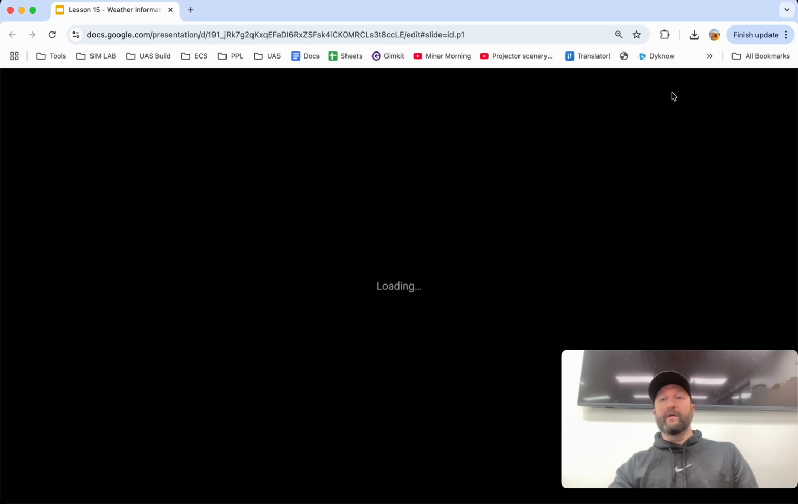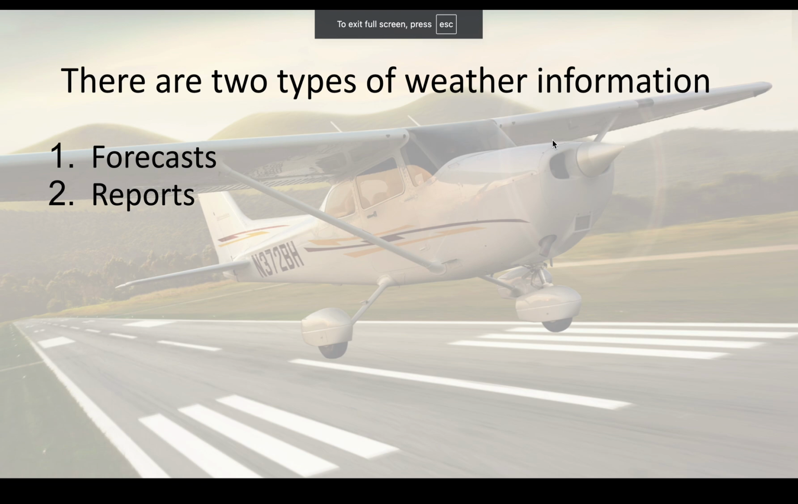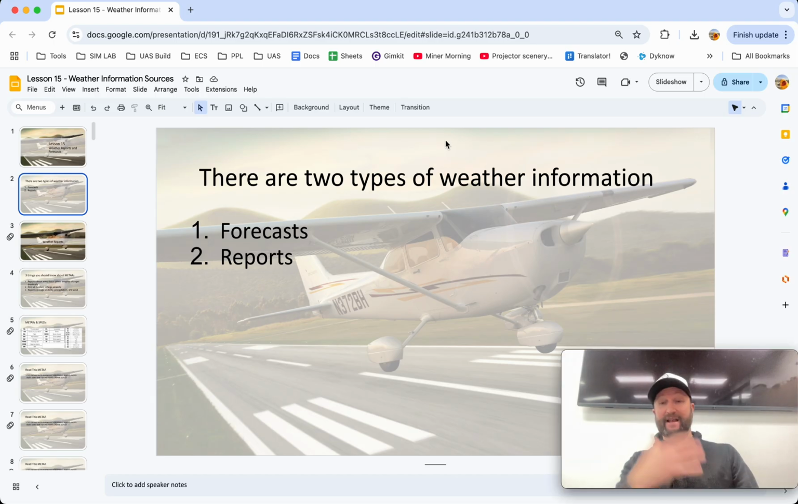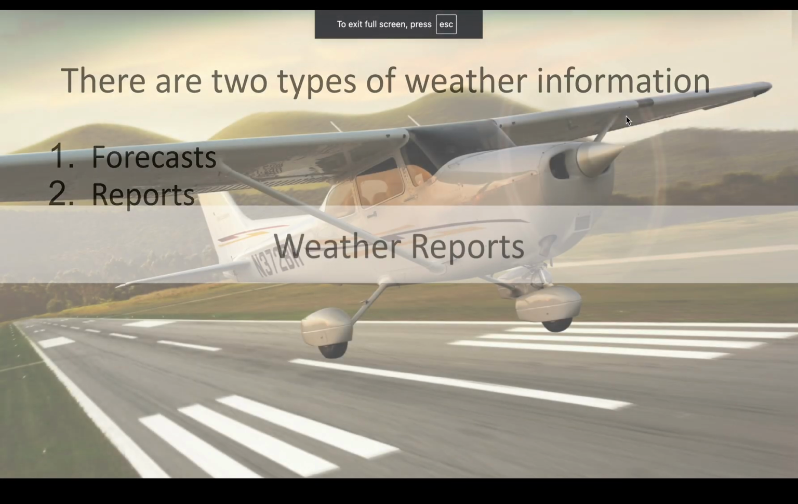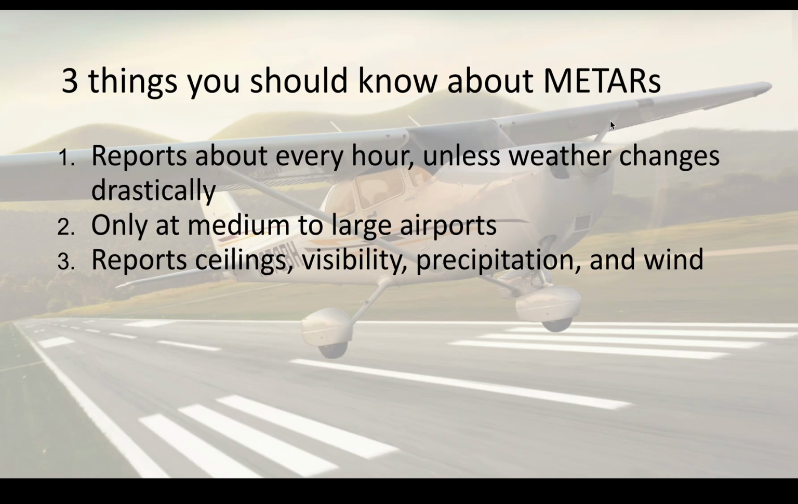And here we go. First thing you should know is that there's two types of weather information. There's forecasts and there's reports. Now, a forecast is something that's going to happen in the future. It hasn't happened yet, whereas a report is something that has already happened. So we're going to start with weather reports. These are things that have already happened.